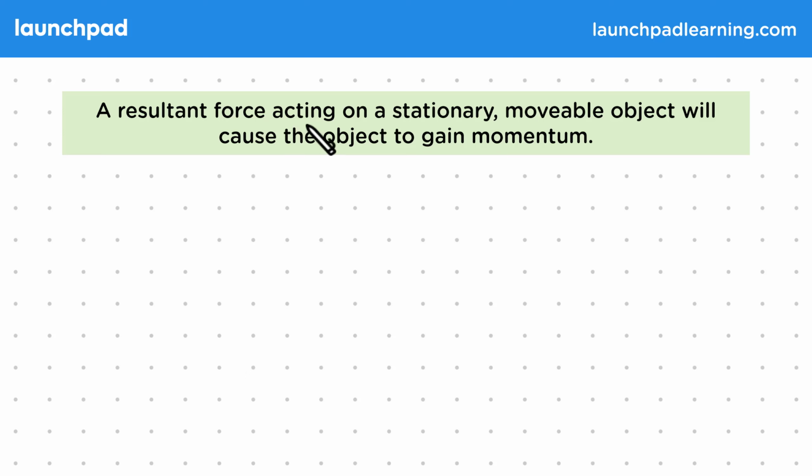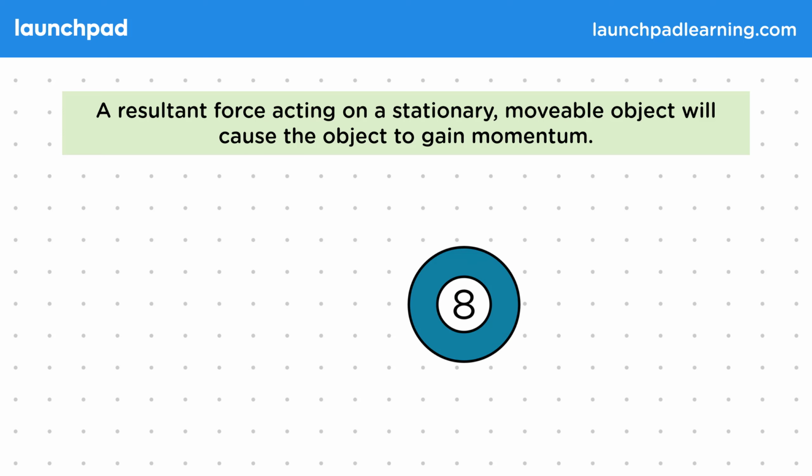A resultant force acting on a stationary, movable object will cause the object to gain momentum. Remember that by a resultant force, we mean when the forces acting on an object aren't balanced and we express their overall effect as a single force.